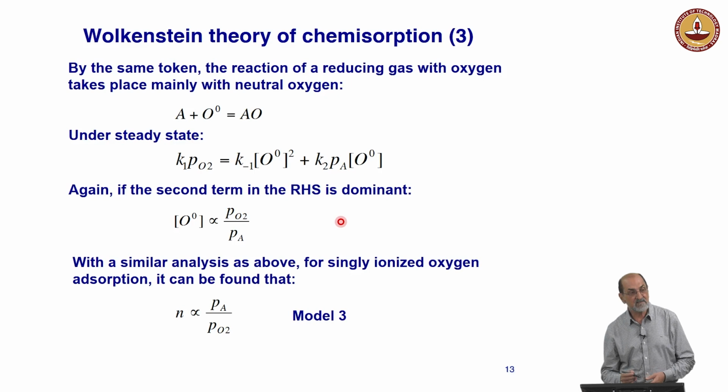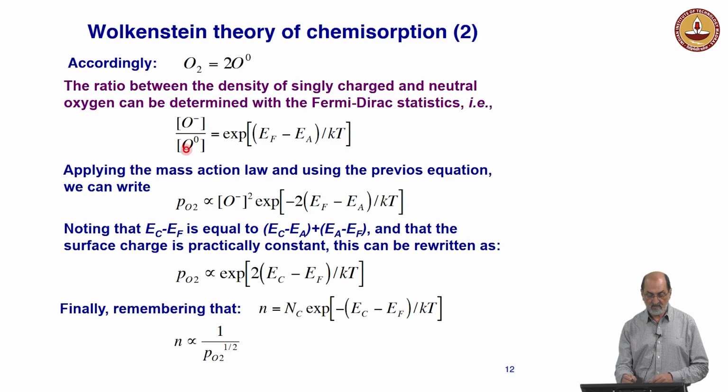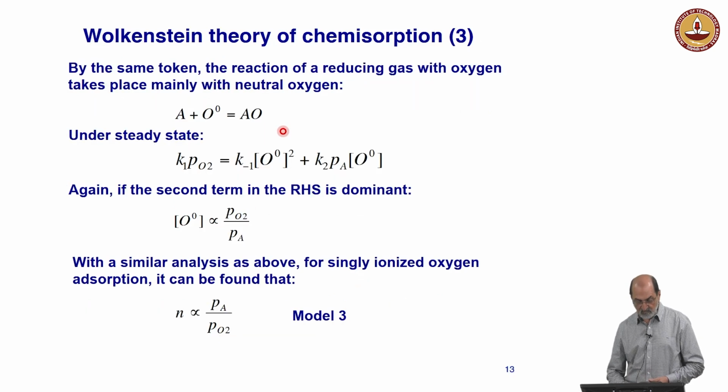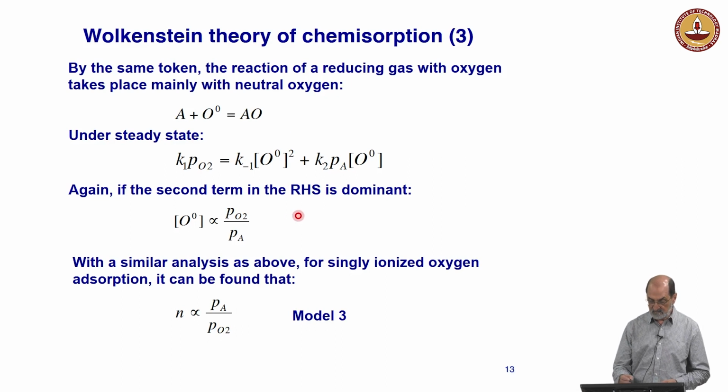And now we have to do a similar analysis as before. I'm not going to repeat it. You have to change the oxygen, equivalent to this, the density of charged oxygen divided by this exponential. We do all the same, and this exponential is essentially proportional to the Fermi level position. And n, the density of electrons at the conduction band, is essentially proportional to the exponential of where the Fermi level is. So we do the same as before. We find that the density of electrons at the conduction band for our model 3 is proportional to the pressure of the reducing gas and inversely related to the pressure of oxygen.